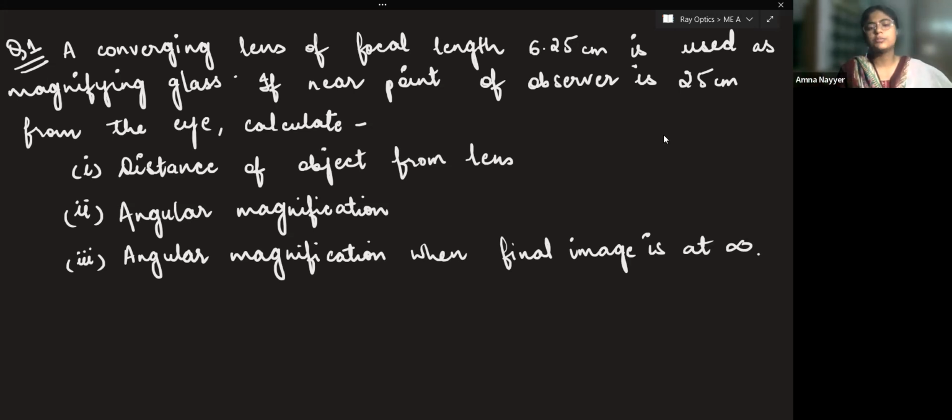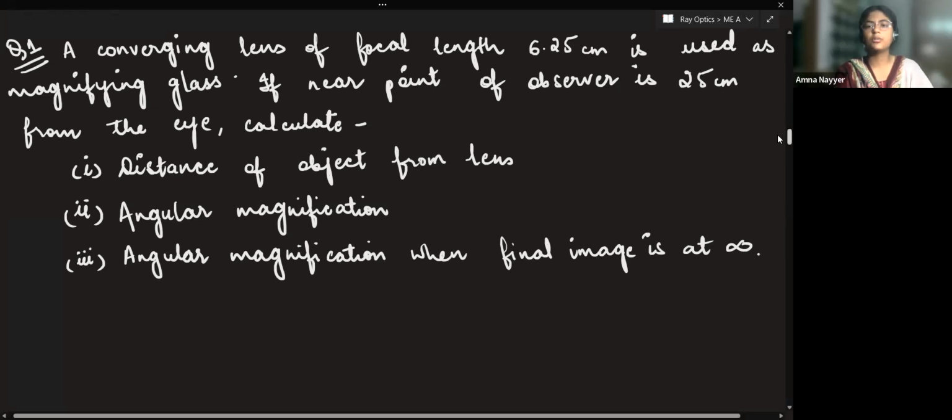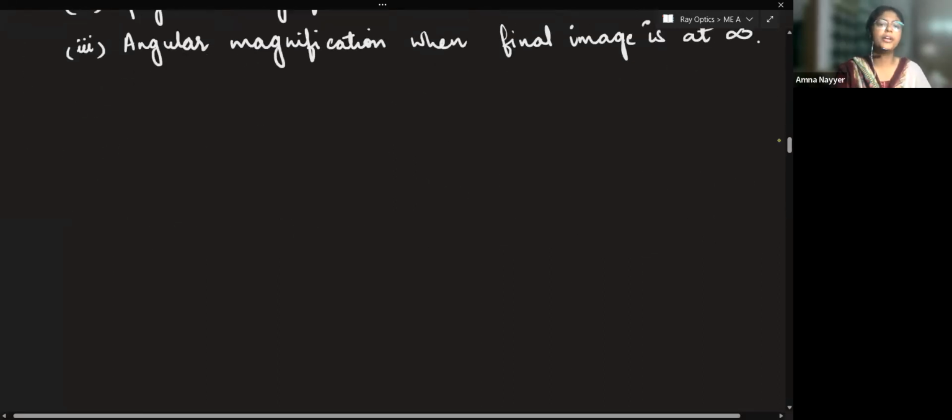Calculate the distance of the object from the lens. So the distance of the object from the lens is basically the object distance. It is asking you to calculate that, right? Focus is given. Image is formed at the least distance of distinct vision, right? 25 centimeters is given. If 25 centimeters is the near point, it means the image is formed at that point. Then angular magnification when the image is at infinity. So see, focus is 6.25.